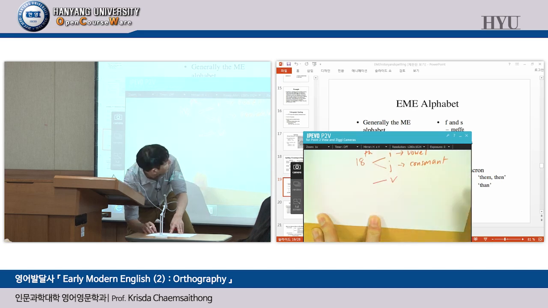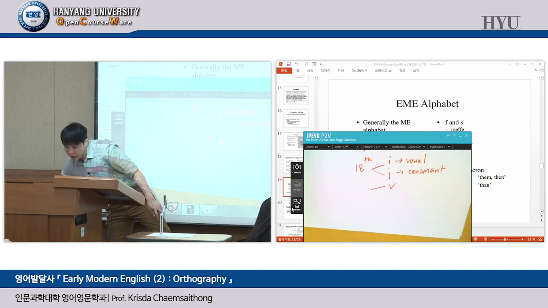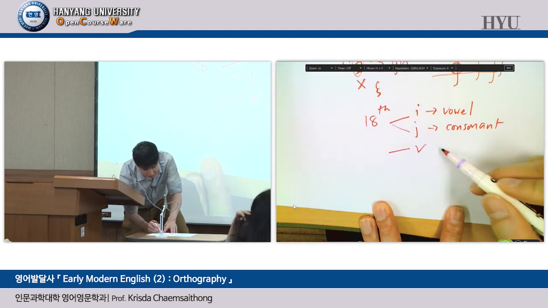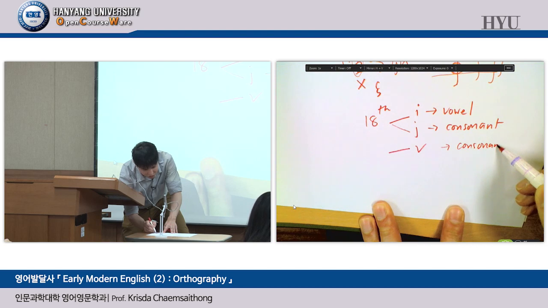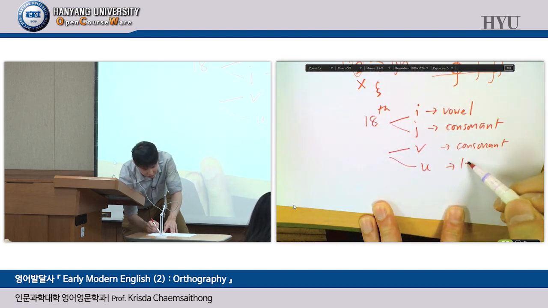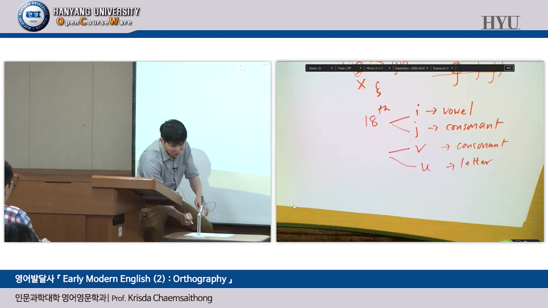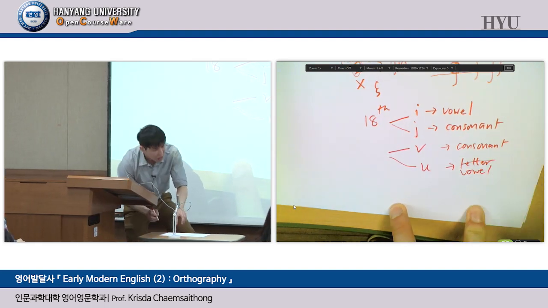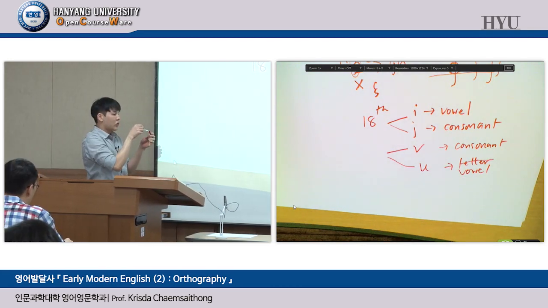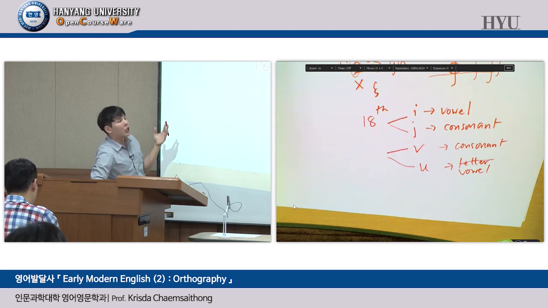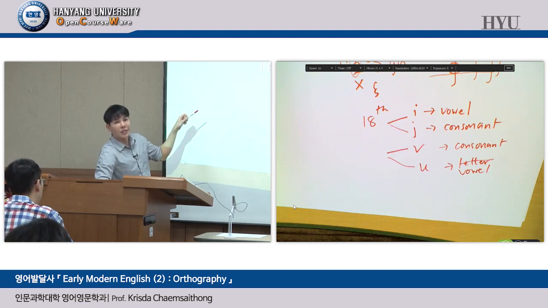So V, let me make it bigger. V is used for consonant and U, vowel. Sorry. This is around the 18th century, right? Still in early modern English, but late early modern English. This is what we have nowadays, right? J is used for consonant.